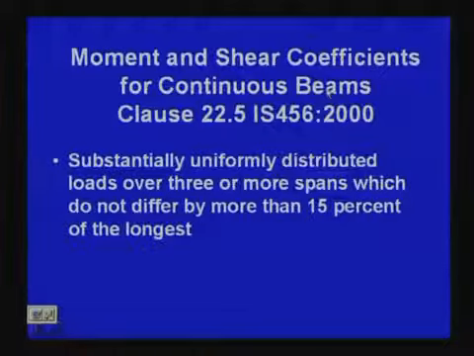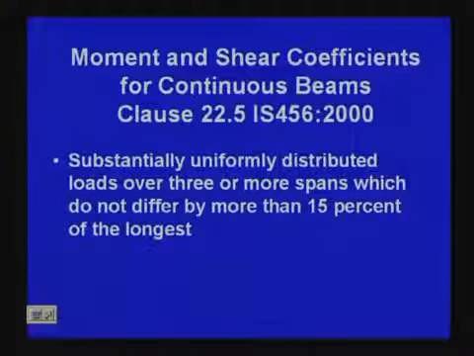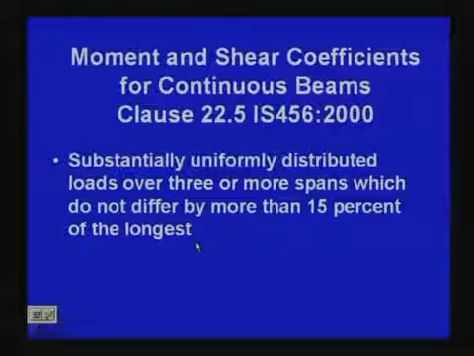So where shall we use this? Our code gives a few coefficients for substantially uniformly distributed loads over 3 or more spans. This is for continuous beams or slabs. Substantially uniform means not exactly, but within 10% or 15%. And if there are 3 or more spans which do not differ by more than 15% of the longest span, then we can use these coefficients.